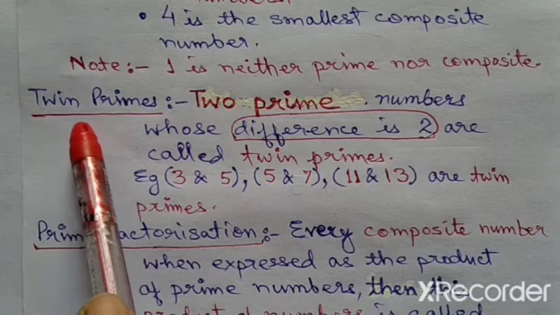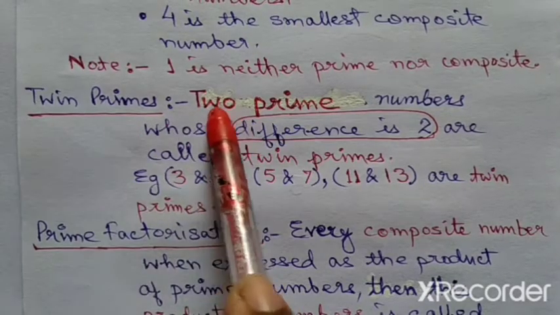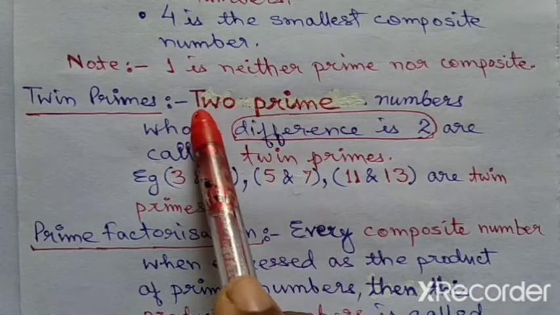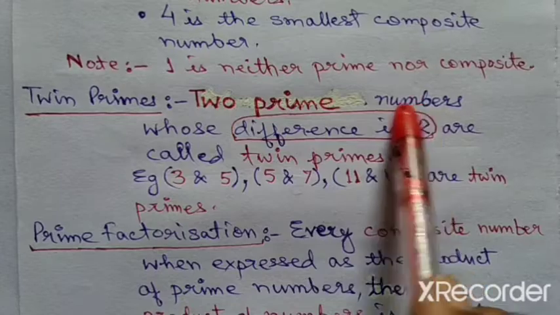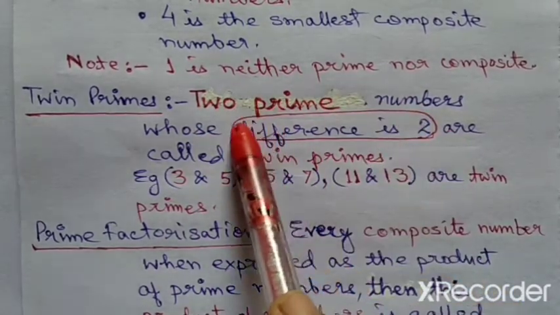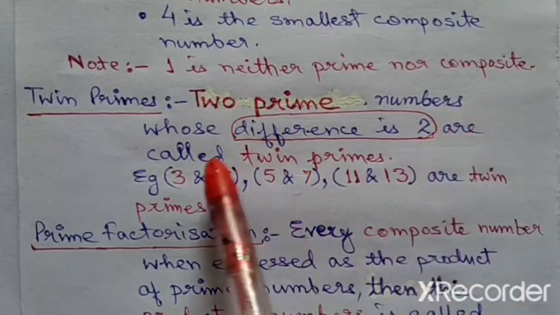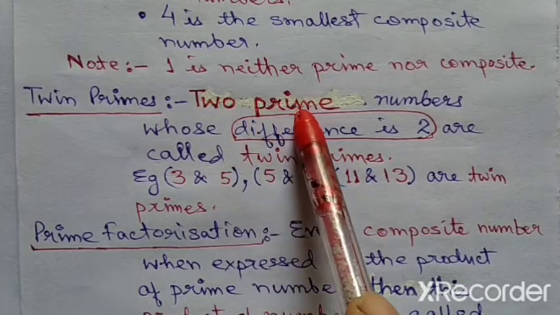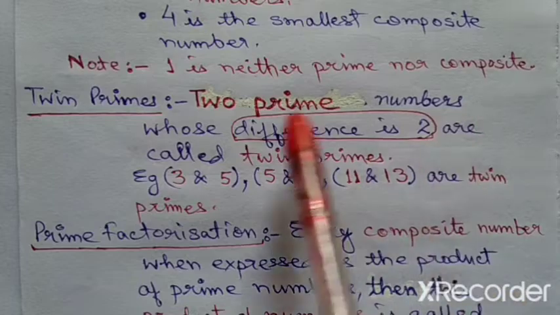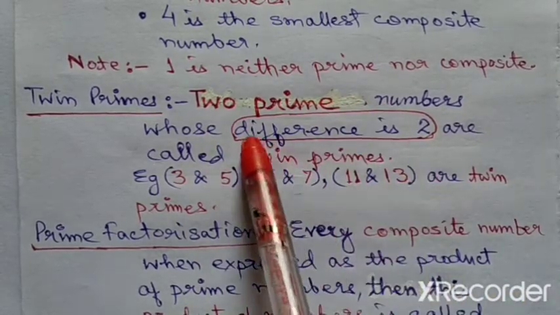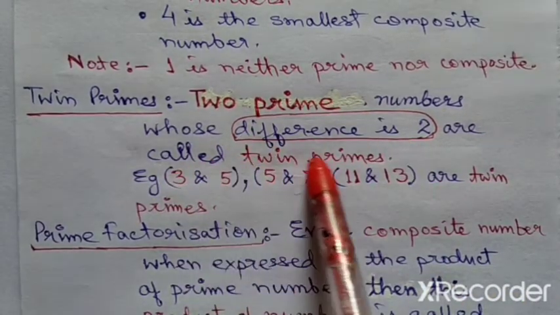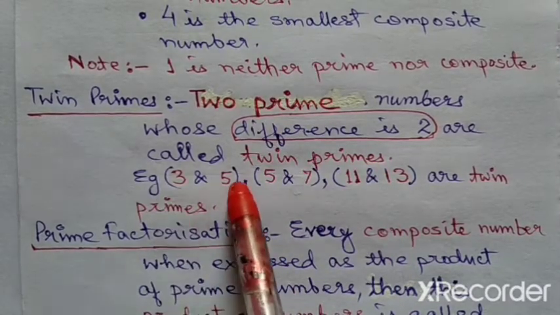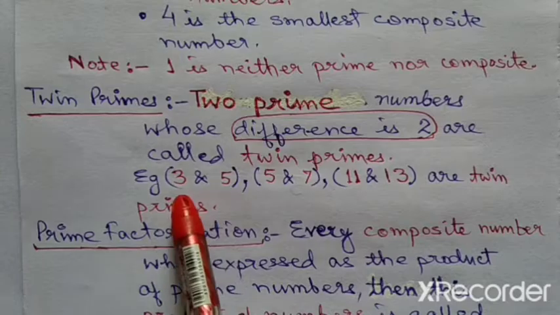Now children, next is twin primes. Two prime numbers whose difference is 2 are called twin primes. Again I am repeating, two prime numbers whose difference is 2 are called twin primes. For example, 3 and 5. These are two prime numbers, and the difference is also 2.